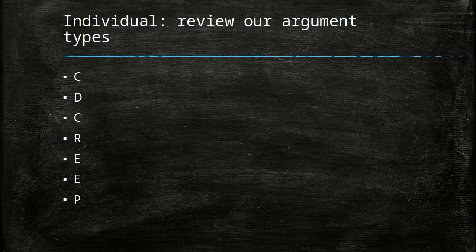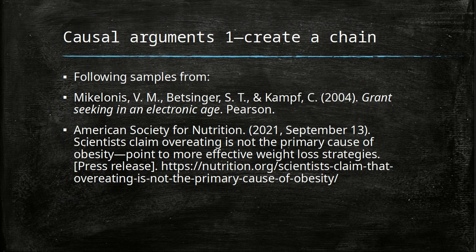So another thing I do in class often is I might have students review the argument types. That's what I call them in class, instead of stasis theory, argument types, and just have them try to remember them as best they can. And then we talk about what they are. And then for cause and effect, one strategy is to create a causal chain. So on my next slide, I just introduce how I'm going to provide them with a couple of examples.